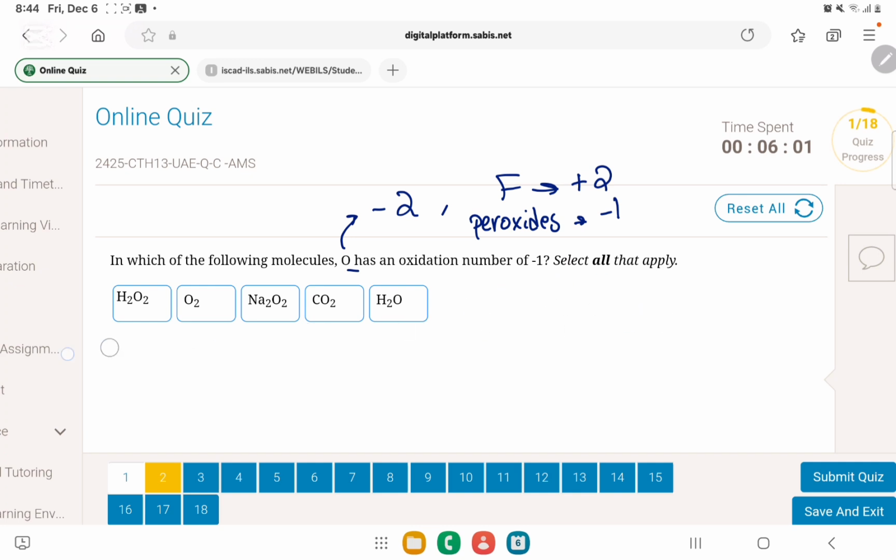So let's check the options. So it would be this one and this one. Okay, it's not O2 because here it's in the elemental state, so its oxidation number would be 0, and it can't be this one because it's not a peroxide. Okay, and it's not H2O because again it's not a peroxide, and these two are peroxides, so that's why they're the answer.